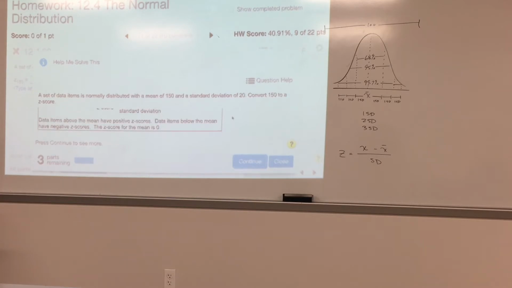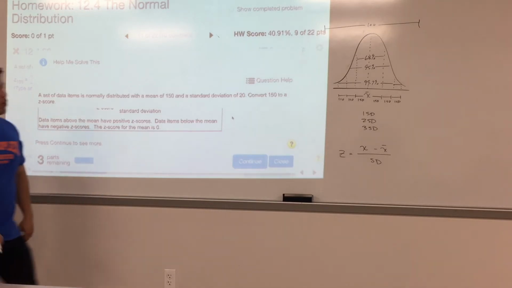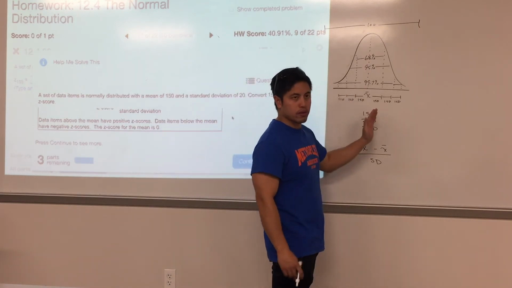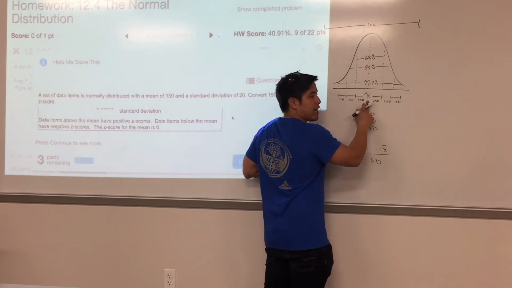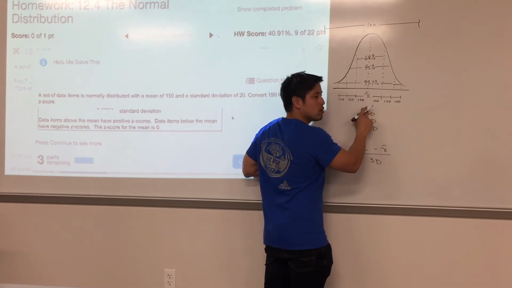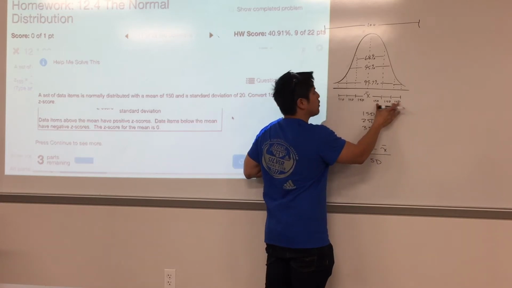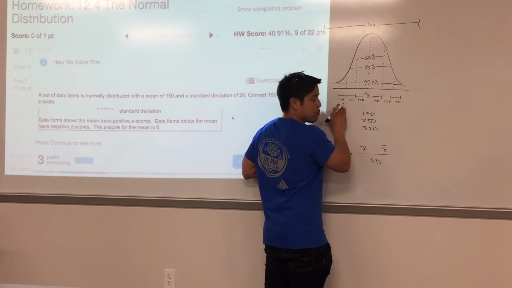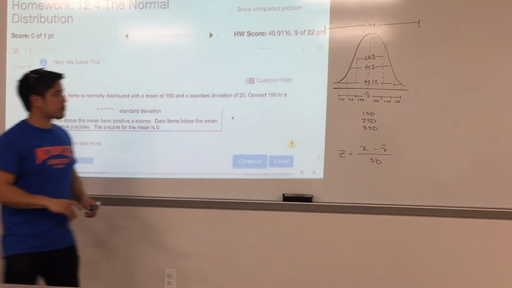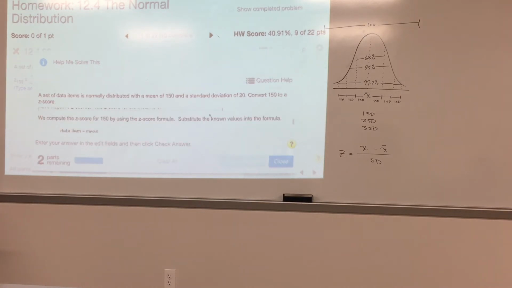Data items that are above the mean will have positive z-scores. Data items below the mean will have negative z-scores. The z-score for the mean is 0. So, as an important note, the relationship of z-scores to our normal distribution: a z-score at the mean is 0, a data item above the mean has a positive z-score, and a data item below the mean has a negative z-score. Let's continue onward.